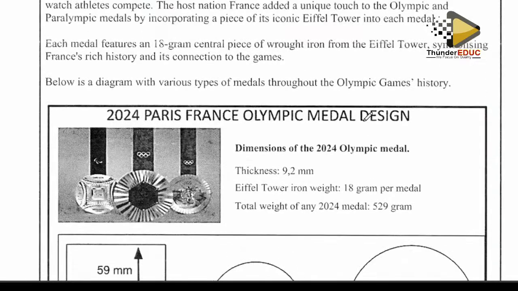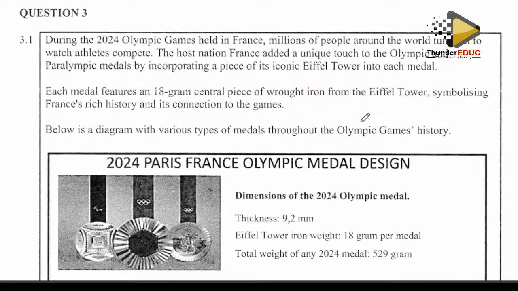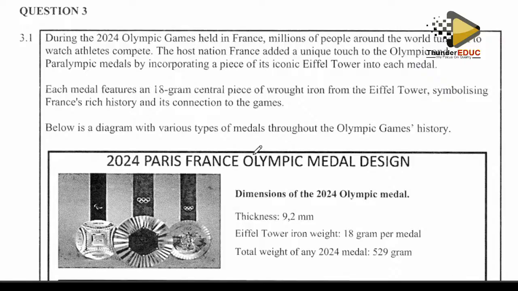Question number 3, it says what? During the 2024 Olympic Games held in France, millions of people around the world tuned in to watch athletes compete. So the host nation, France, added a unique touch to the Olympic and Paralympic medals by incorporating a piece of its iconic Eiffel Tower into each medal. Each medal features an 18-gram central piece of wrought iron from the Eiffel Tower, symbolizing France's rich history and its connection to the games. Below is a diagram with various types of medals throughout the Olympic Games history.